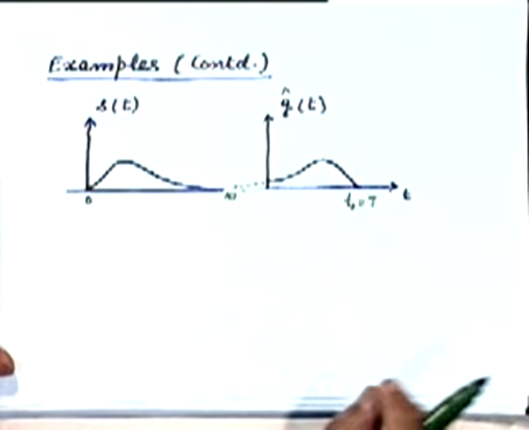So I think this is where we stop today, and next time we'll see how we use the matched filtering theory in designing demodulators for different kinds of modulation schemes that we have considered earlier. Okay? Thank you.